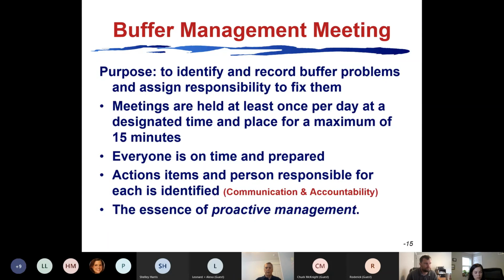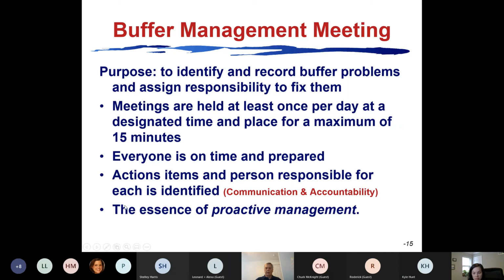This is the buffer meeting. Purpose is to identify and record buffer problems and assign responsibility to fix them. Two things: identify and record the problems, any issues that we find where a job is not in the zone it ought to be, and we assign it to somebody. You take ownership of this, you deal with it, you make sure you pull in anyone else that is needed to get this job done so that it is no longer a problem.